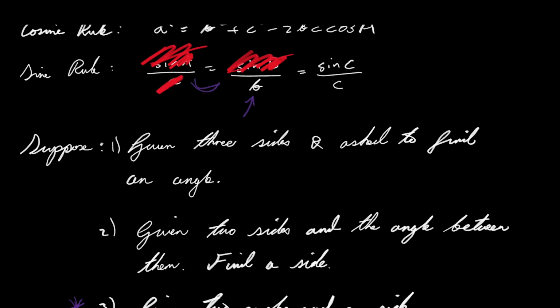We take this equation. We only have one unknown. And in this case, it would make sense to write the sine rule with the sides in the numerators and the sines of the angles in the denominators.